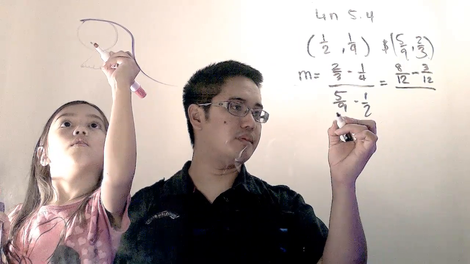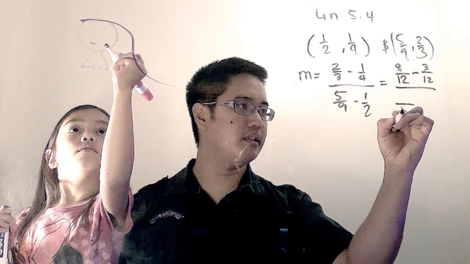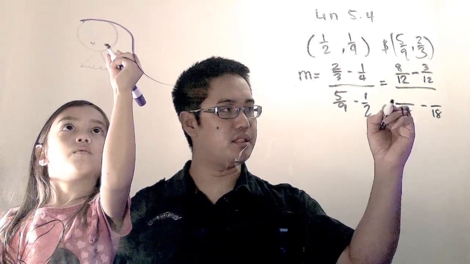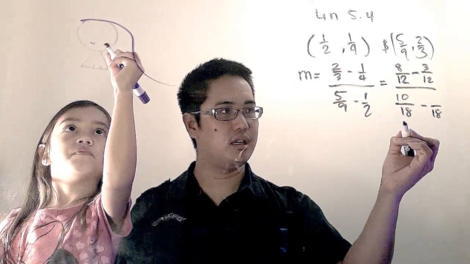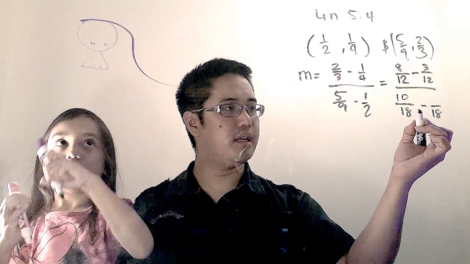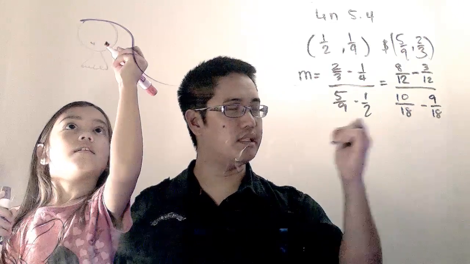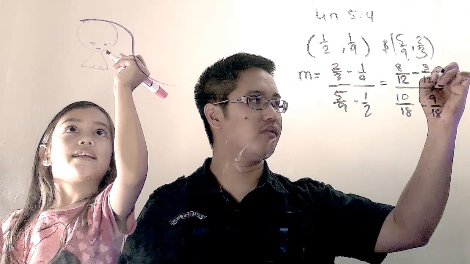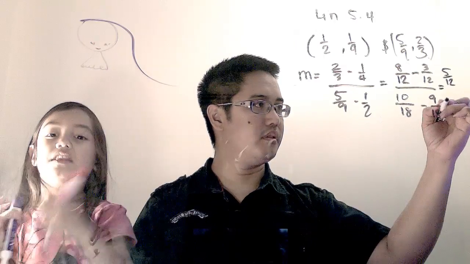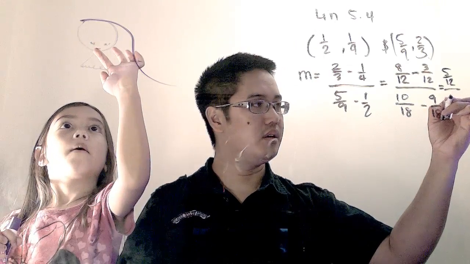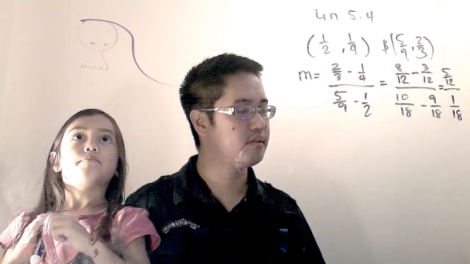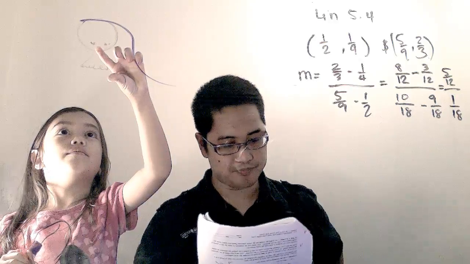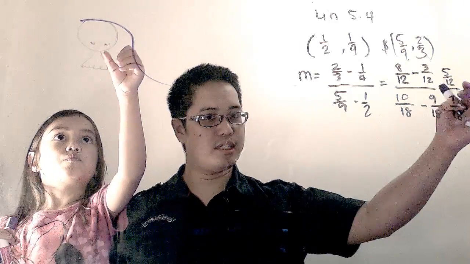This thing over here becomes, I think the common denominator is 18. In order to get this to be 18, I have to multiply it by 2, so I have 10/18, which is also known as 5/9, minus 9/18. Cool. All right, so this thing is equal to 8 minus 3, that's 5/12, divided by 1/18. Cool? Yeah, cool.